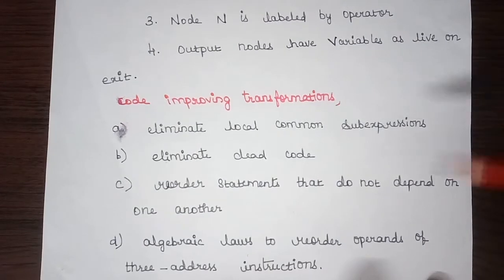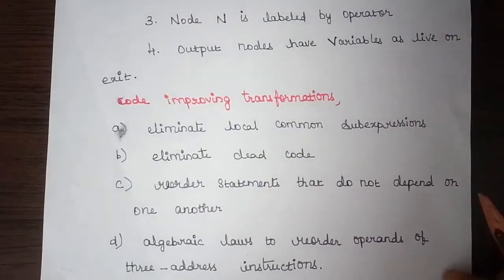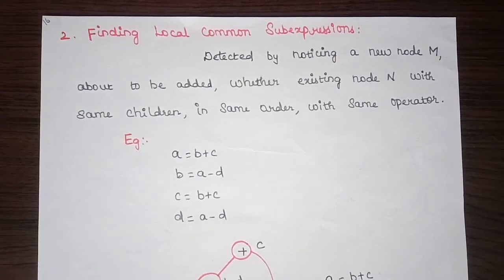Let us see all these transformations one by one, starting with local common subexpression elimination. First we should find the local common subexpressions present inside a block. We can find them with the help of the DAG by detecting, whenever we are going to add a new node to the existing tree, whether a node already exists in that tree with the same children in the same order and with the same operator.